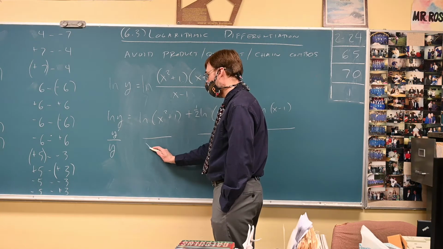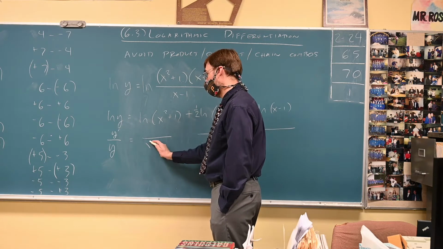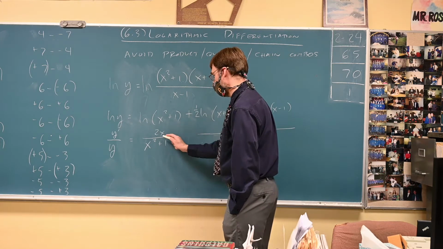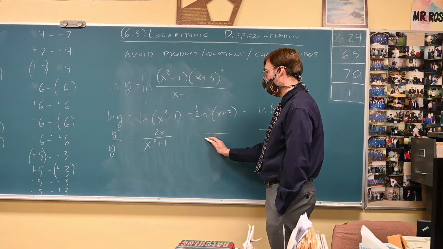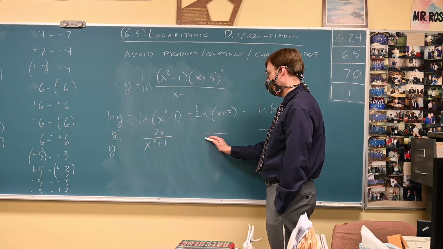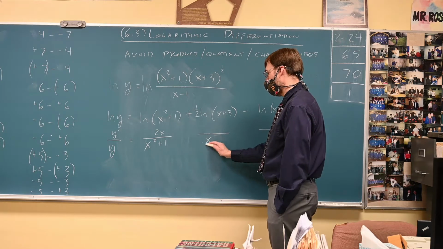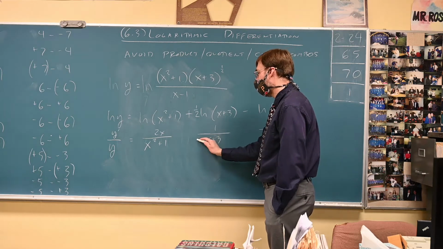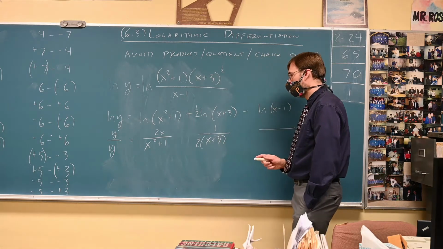For this, we get x squared plus 1 on the bottom, 2x on the top. This piece would have x plus 3 on the bottom. Just 1 on the top. And to manage the half, I could go like that.